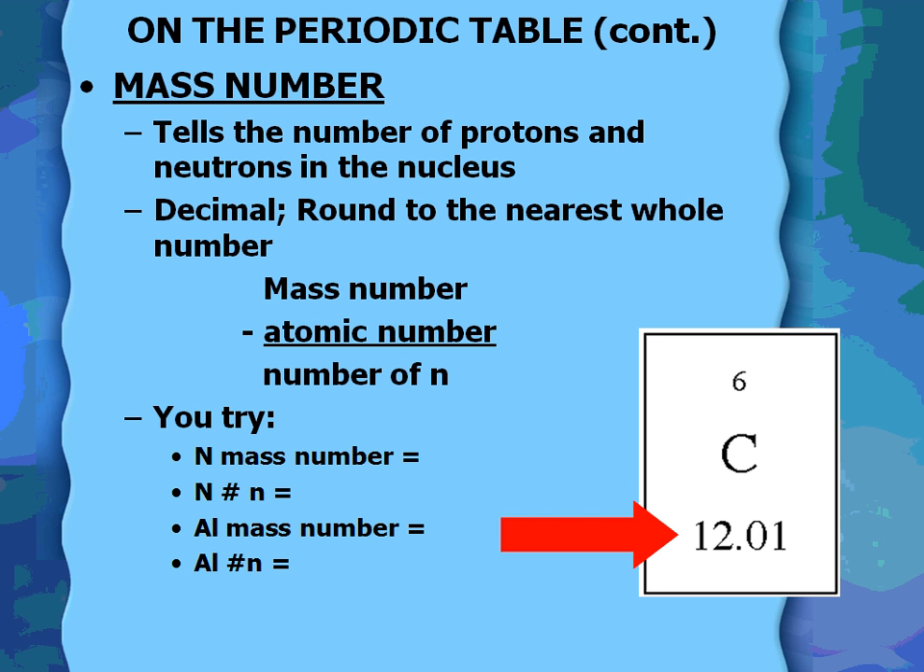Why? Remember, they weigh about 1/1,840th of a proton, so you don't even take them into account. You'll be given the atomic number. When you have the mass number and the atomic number, you can find the number of neutrons by subtracting the atomic number from the mass number, and that's what's going on right here. So carbon right here, atomic number of 6, mass number of 12. 12 minus 6 is 6. That's going to be your number of neutrons.